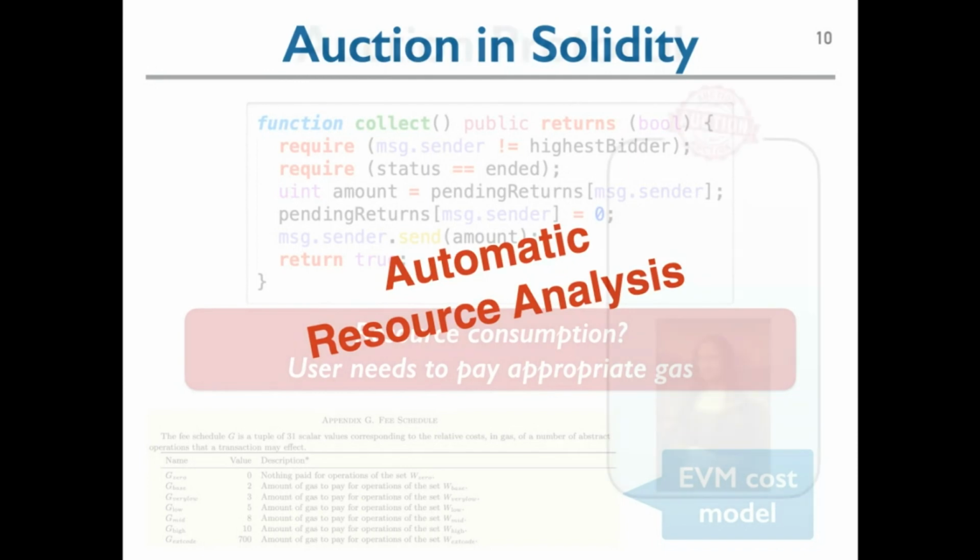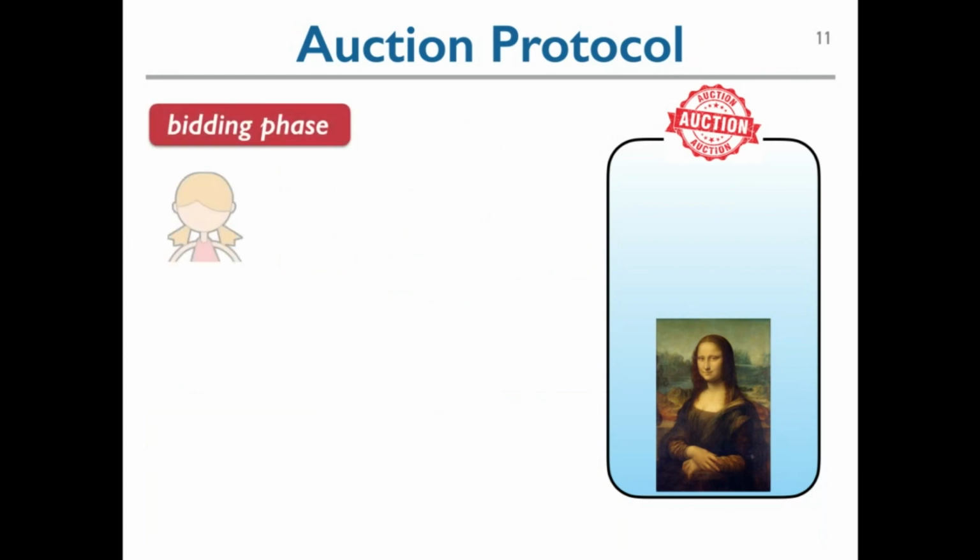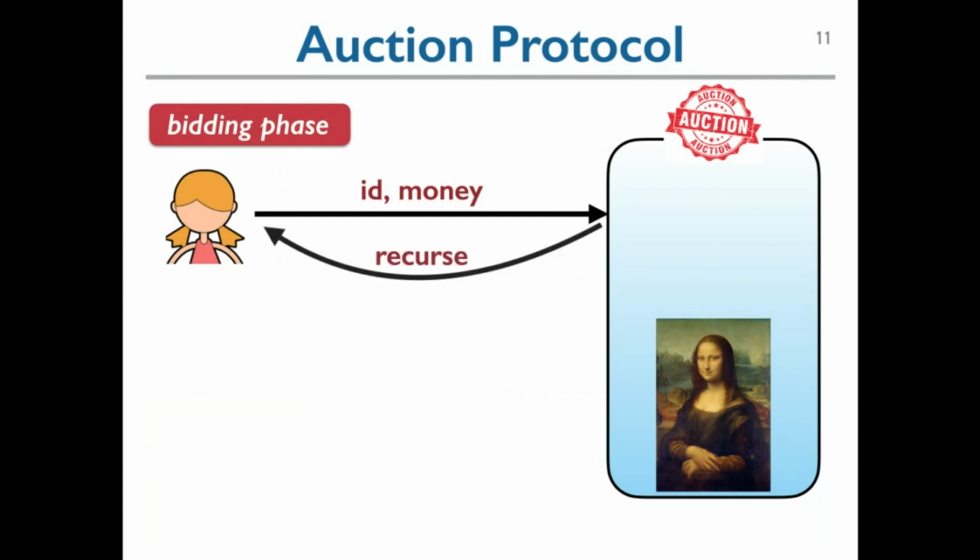But to see that, I want to revisit the auction protocol for a second, and see what the protocol looks like again. As I said, the auction has two separate phases. The first is the bidding phase. The bidder sends the ID, sends some money to the auction, and then the protocol recurses back so that more bidders can place their bids in the auction.